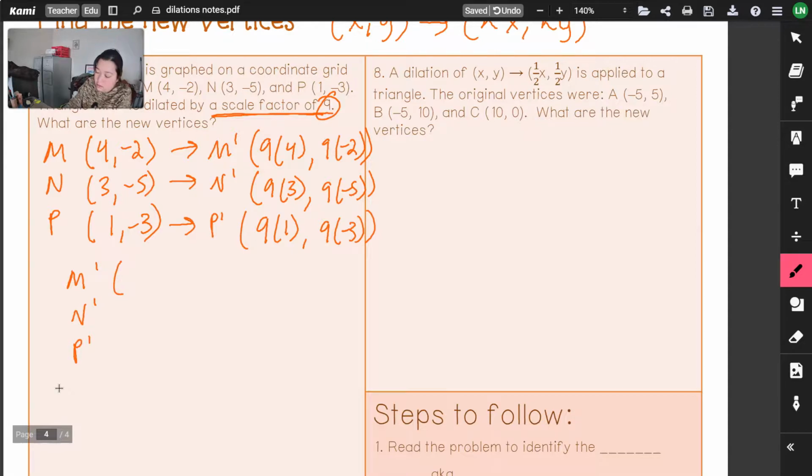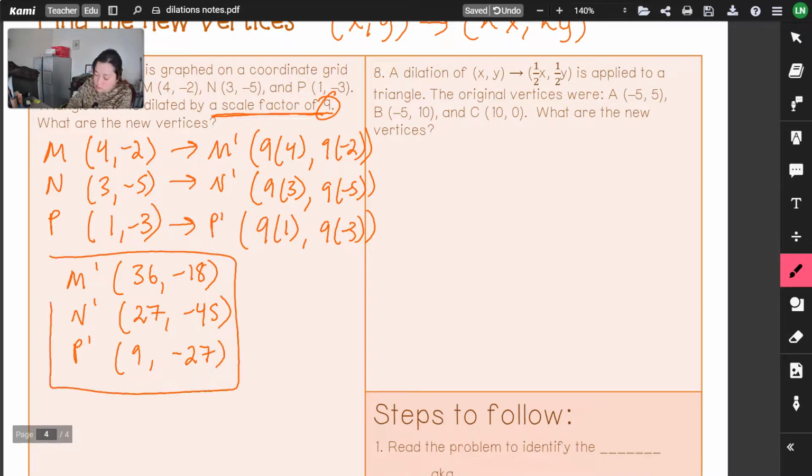Okay, 9 times 4 is 36. 9 times negative 2 is negative 18. N prime, 9 times 3 is 27. 9 times negative 5 is negative 45. Finally, P prime, 9 times 1 is 9. 9 times negative 3 is negative 27. And there is our answer. Easy peasy. Lemon squeezy.